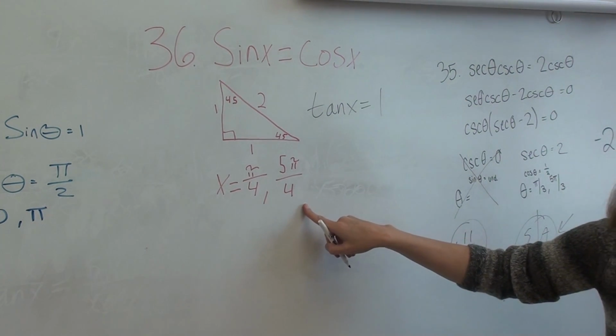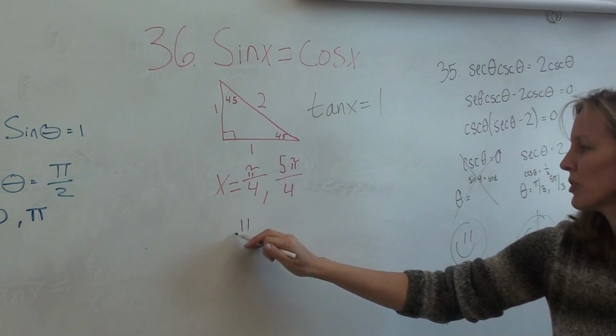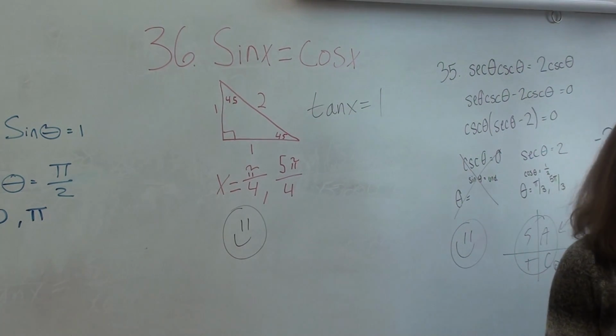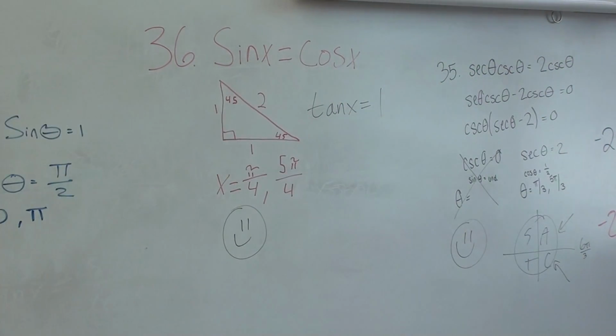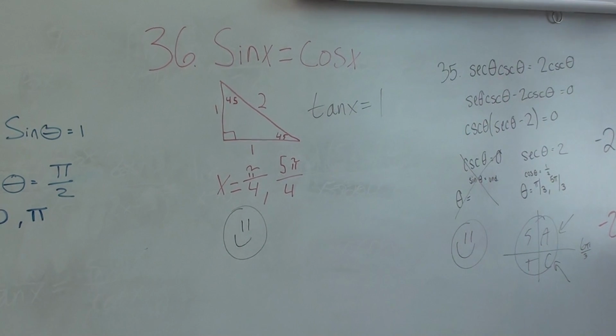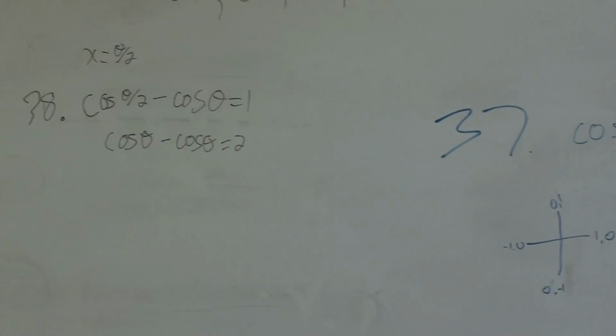Either way, this was fine. So we're 3 for 3. Good job. 37. Okay, 37's got some issues, so we're going to kind of revise 37 a little bit.